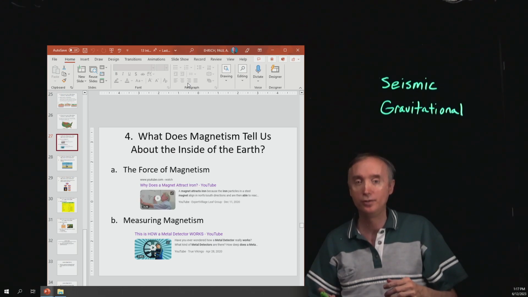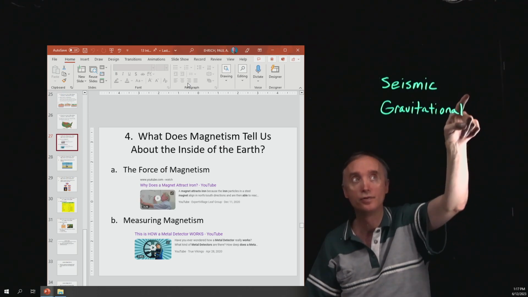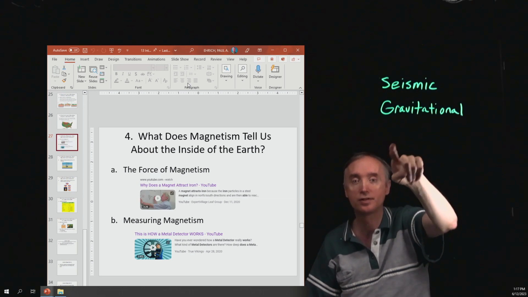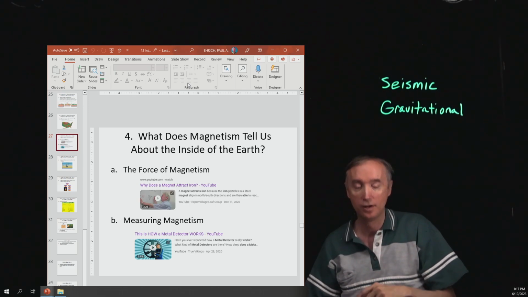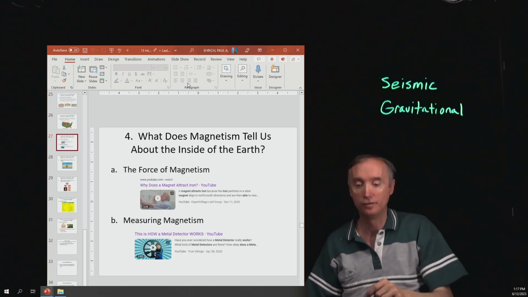So how do we measure magnetism? With seismic techniques, it was called a seismometer. With gravity, it was a gravitometer. And then with magnetism, it's going to be called a magnetometer. So a magnetometer is going to measure the strength of magnetism.